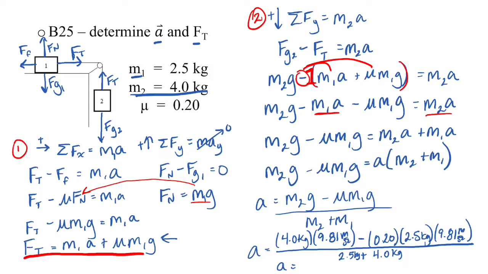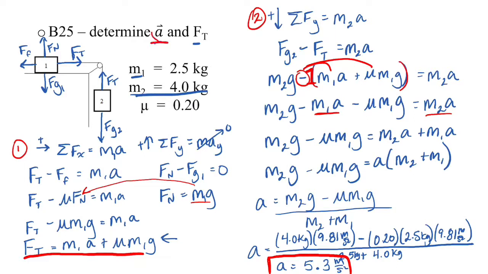When you're putting this in your calculator, please just do the numerator and then the denominator. For the numerator, you should do bracket 4.0 times 9.81 and the bracket, minus bracket 0.2 times 2.5 times 9.81 and the bracket, press enter. Then do that divided by bracket 2.5 plus 4.0 and the bracket. And you should get 5.3 meters per second squared. That's real squishy there. But there's your acceleration. We got it.